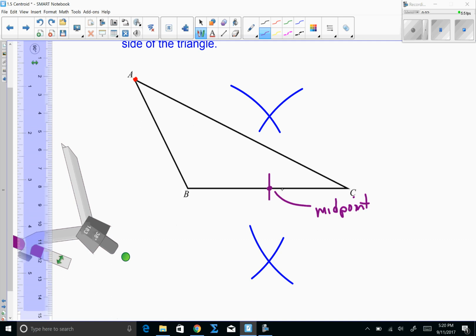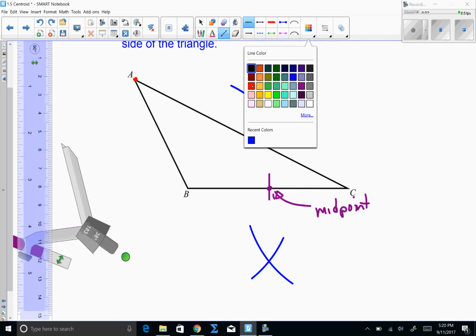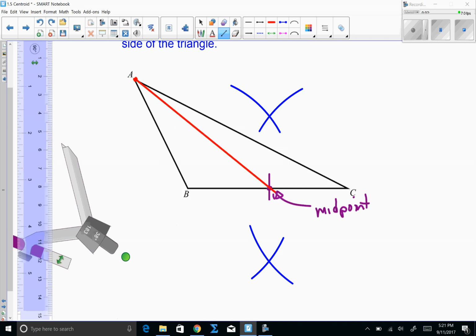All right, so this would be the midpoint of BC. If I now connect A and that midpoint, that would make a median. For me, I'm just going to use the line tool here to draw that. It makes it just a little easier. And that line from A to the midpoint opposite A is my median. I'm going to do that process again to another side and create a second median. Those two intersection points will show me the exact location of my centroid.